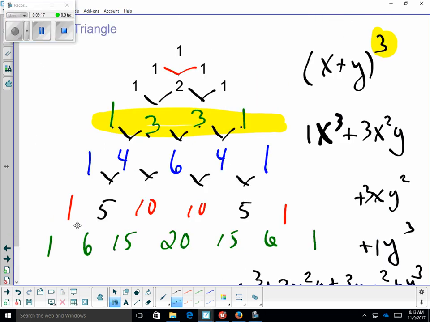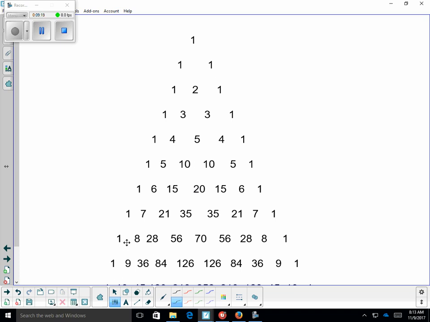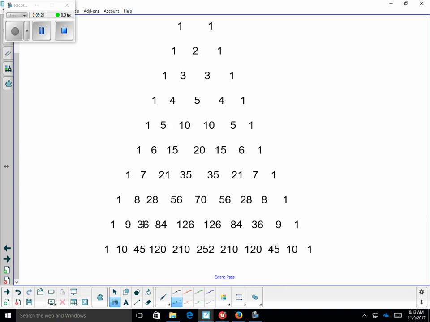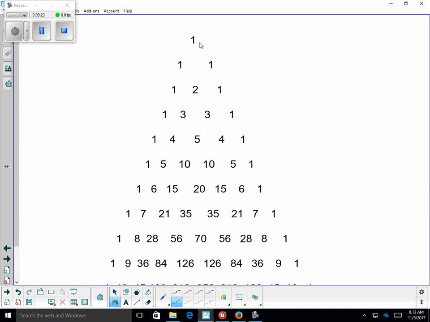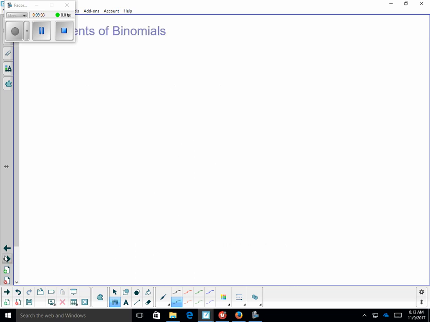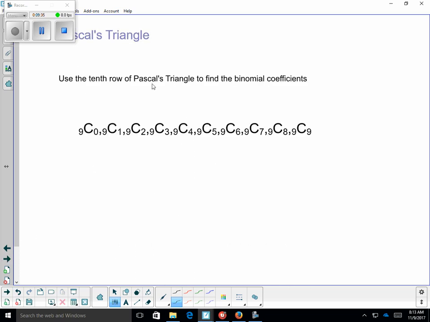So on the next slide, I've expanded out Pascal's triangle to the 11th row. Remember, since I start with a row of 1 on top, this is actually the second row, this is actually the third row. So if I wanted the coefficients, using the 10th row of Pascal's triangle, technically I'm starting with 9. It would be raising something to the 9th power when I use the 10th.